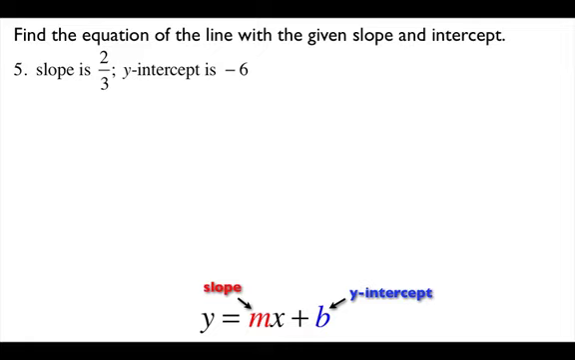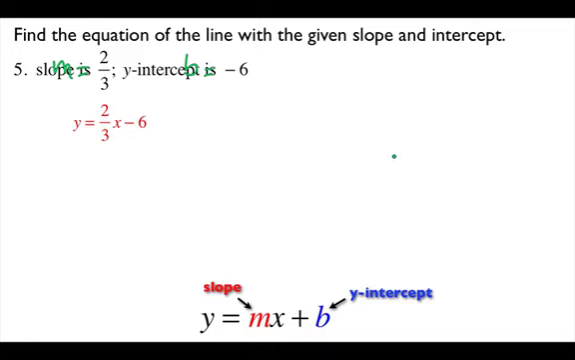Here's number 5. It says find the equation of the line with the given slope and y-intercept. Whenever I know the slope and the y-intercept, I can use this form, and I would have the equation of the line. In this case, they give me the slope, 2/3, and the y-intercept, negative 6. So all I need to do is plug it into this form, and I am done. This is the equation of the line with the given information: y equals 2/3 x minus 6.